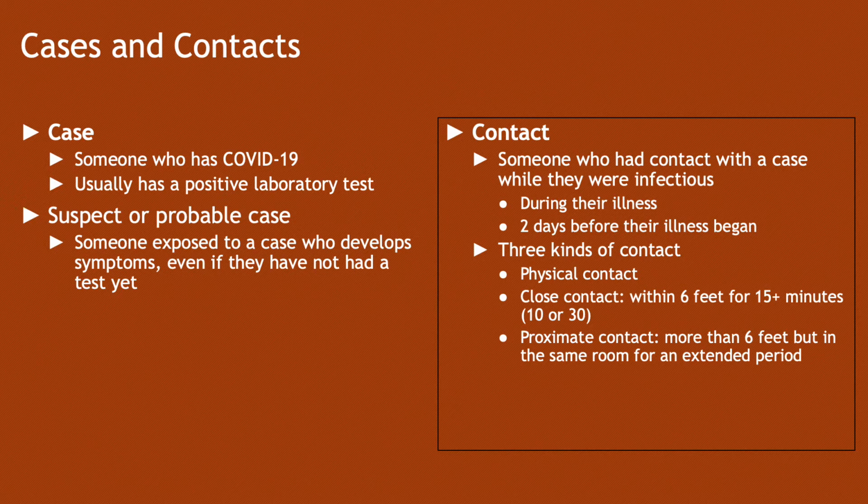And then we could talk about contacts. Contacts are people who had contact with a case while they were infectious, either during their illness or 2 days before their illness began. Because remember, somebody can be infectious 2 days before they develop symptoms. Now keep in mind there are three kinds of contact: physical contact, a handshake, a hug, or a close contact where you're within 6 feet of somebody for a long period of time, say, 15 minutes. Maybe you're having dinner with somebody, for example. Or you're in the same room with somebody, maybe more than 6 feet away, but for an extended period of time inside.